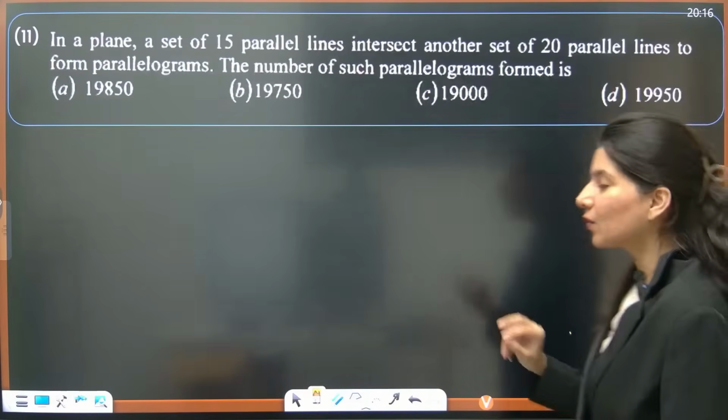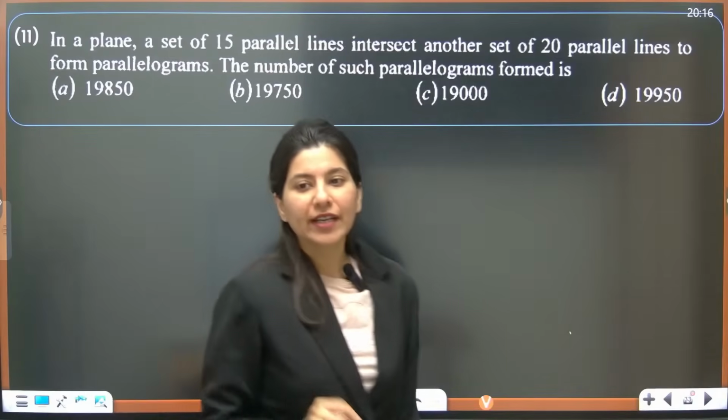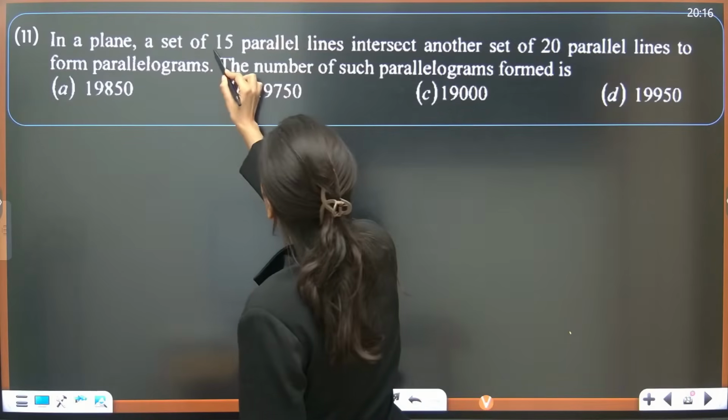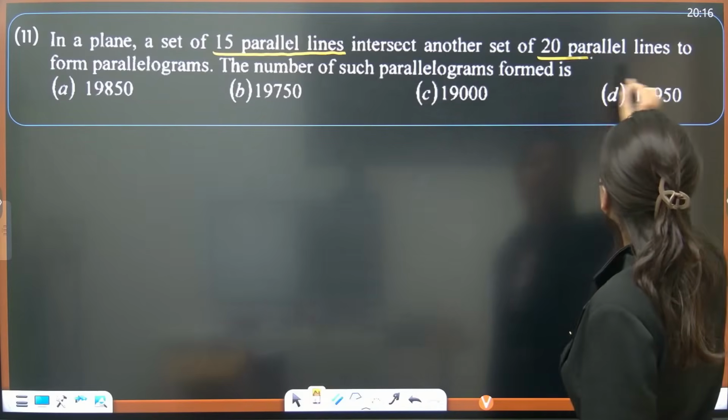Now we have another question which is from the world of permutation and combination. The question says that in a plane, a set of 15 parallel lines intersect another set of 20 parallel lines.